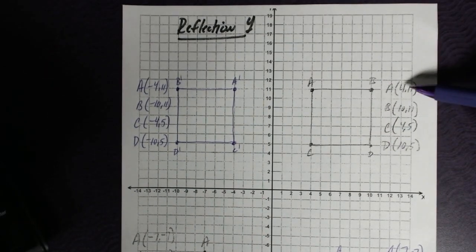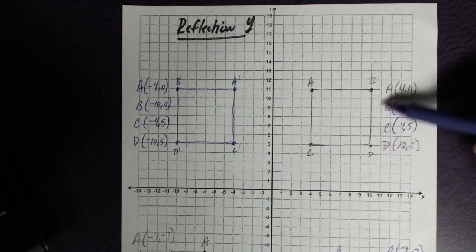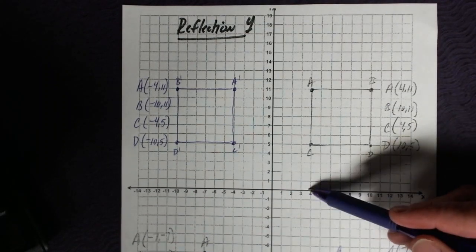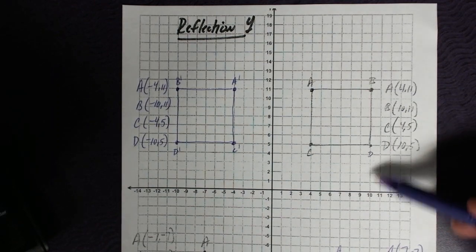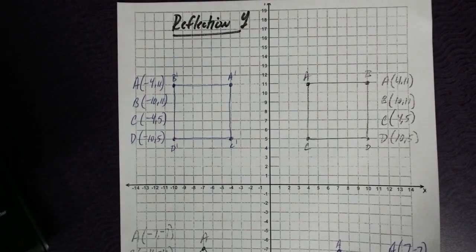We've got positive 11 for A. B is 10 positive, 11 positive, up. C is 4, 5, both positive, and D is 10 over, up 5. We're going to reflect it over the y this time. So now act like we're folding it this way.